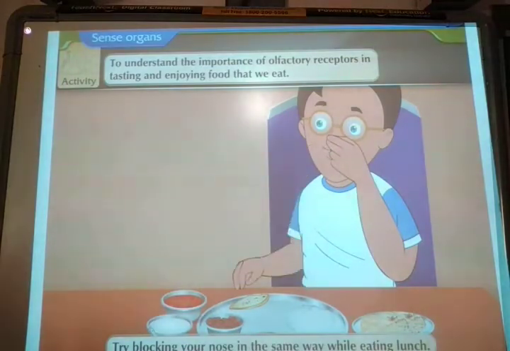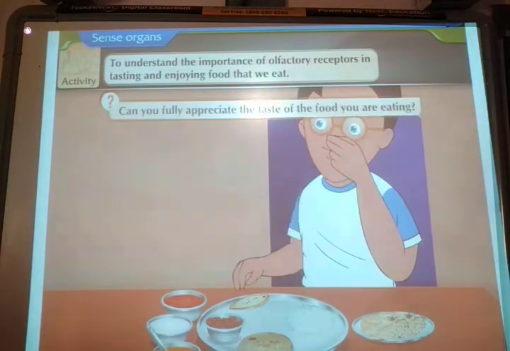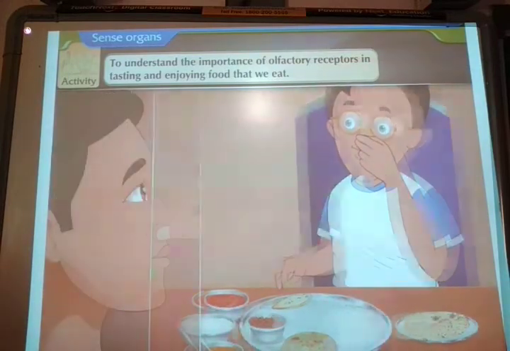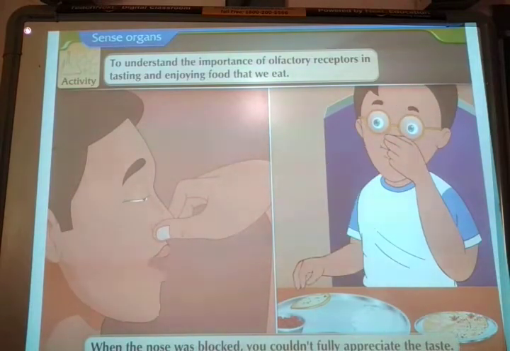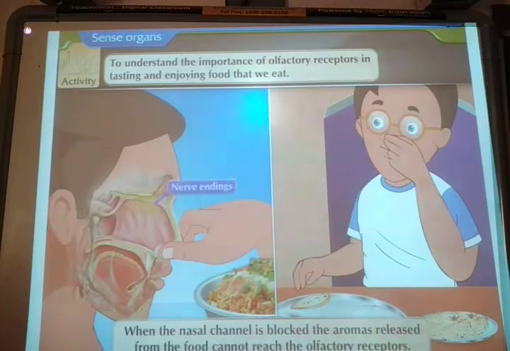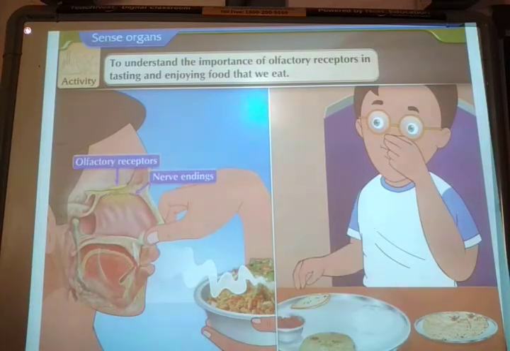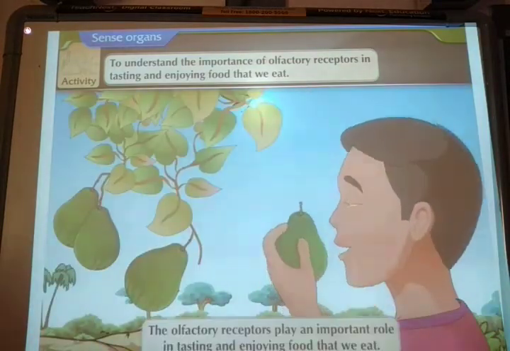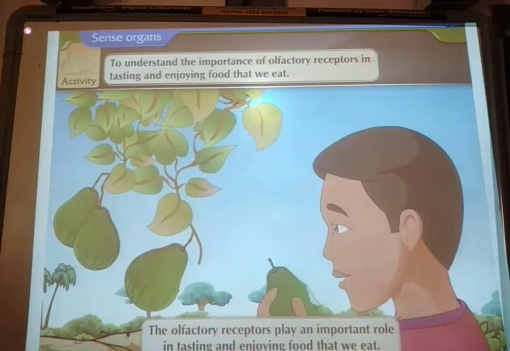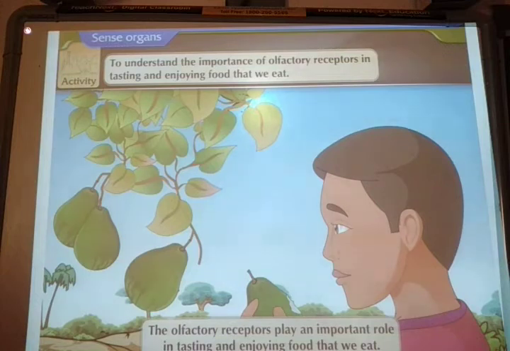Try blocking your nose in the same way while eating lunch. Can you fully appreciate the taste of the food you are eating? No. In the two cases when the nose was blocked, you couldn't fully appreciate the taste. When the nasal channel is blocked, the aromas released from the food cannot reach the olfactory receptors. Thus, we can conclude that the olfactory receptors play an important role in tasting and enjoying food that we eat.